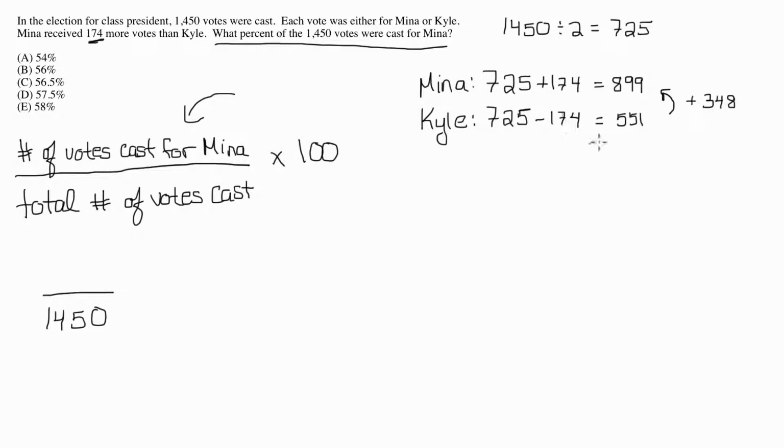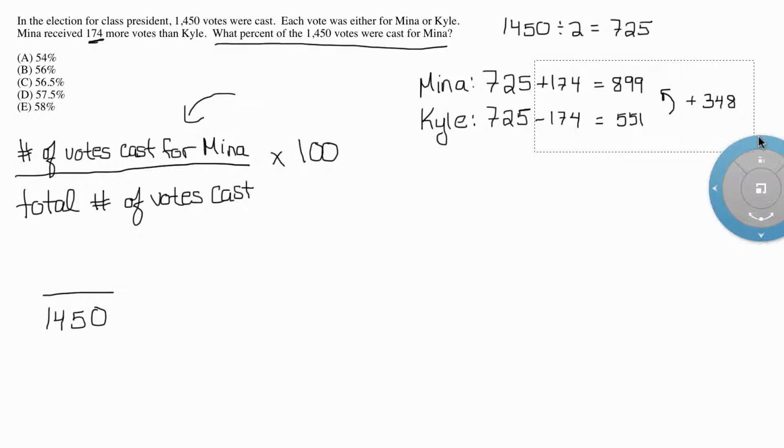So that's not happening, and this is a common error. Students think, oh, it's 174 more, so I'm just going to add 174 to one and subtract 174 from the other. But that's not going to work, because then we calculated incorrectly. We had a spread of 348.